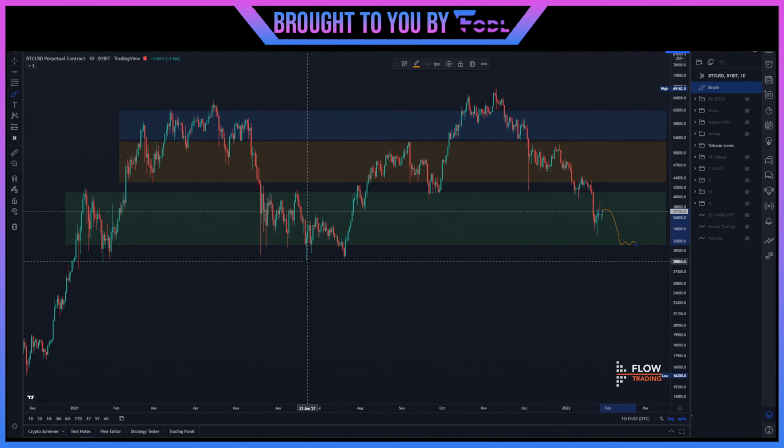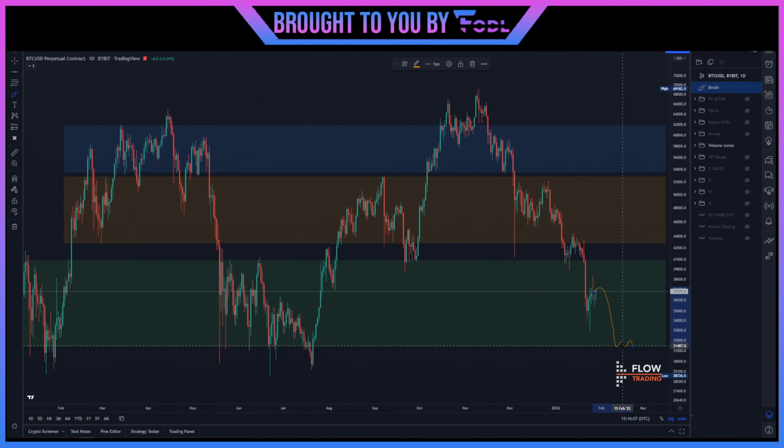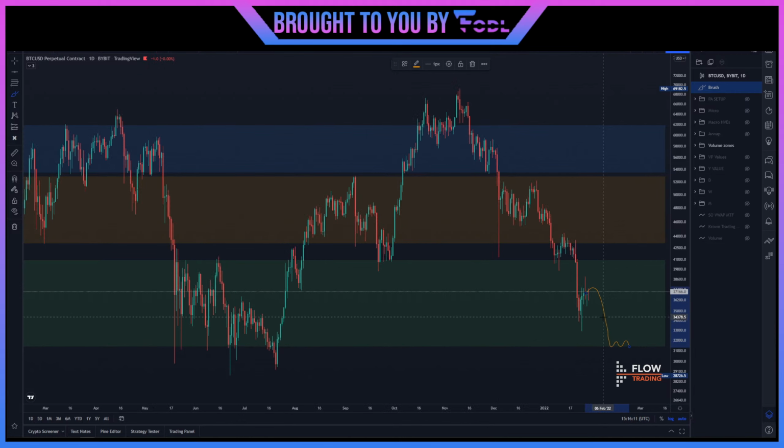So a nice little wick like this, it's not necessarily great because obviously you can see here that it just got tested 3 times. We've got a 3-tap there, but usually a nice big wick means absorption, and it does mean that the asset is getting bought at these levels. Okay, what we don't want to see is a slow bleed and just hovering here at the edge of this balance area. Okay, that means that we break to the downside.